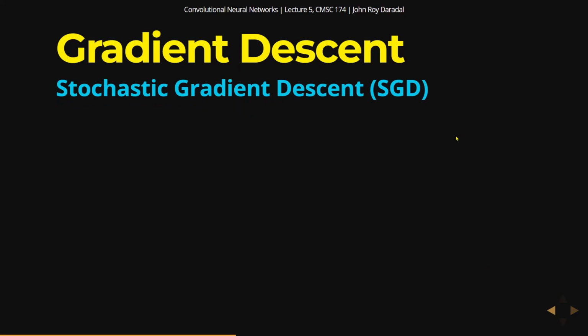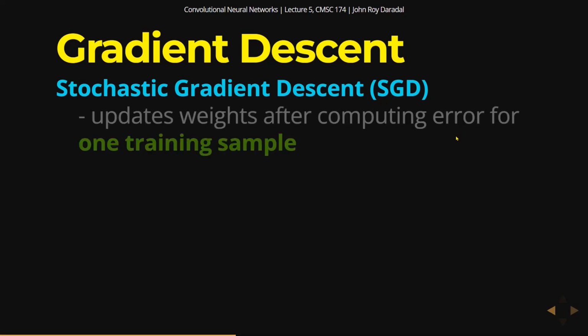Now, gradient descent actually has 3 different flavors or types. Let's start with the most common one, which is stochastic gradient descent, or SGD. In stochastic gradient descent, we update the weights after computing the error for one training sample. Each time we see a training example, we compute the error, do the backpropagation, and update the weights. So if you have, let's say, 10,000 training samples, then you'll do the update 10,000 times in one epoch.